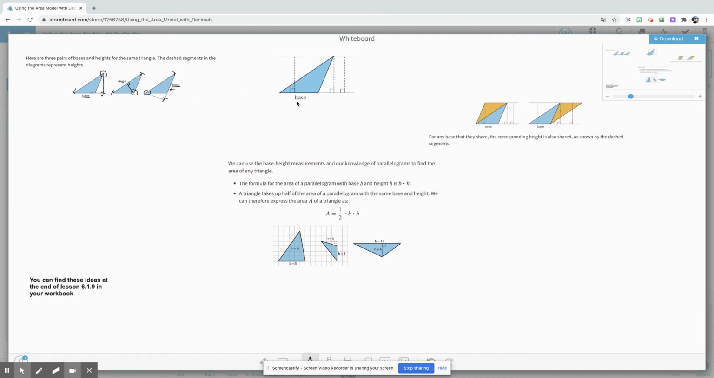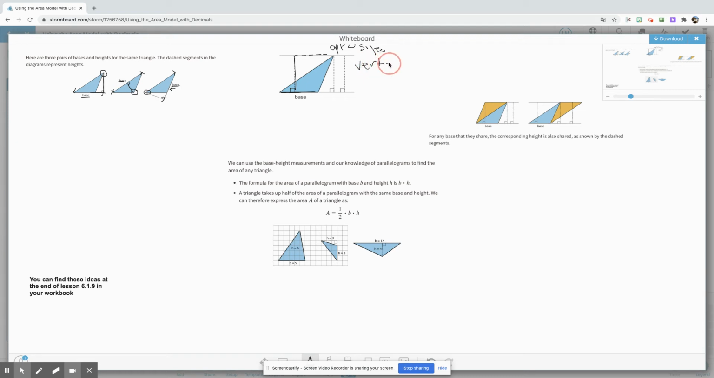So again, let's remind ourselves, you could draw a base anywhere you want on this triangle. In this case, we have it here. It's a horizontal base, but in order to create a height, we have to have that perpendicular line. And then we have to make sure it goes to the opposite vertex. I'm going to take the time to write out the opposite vertex.